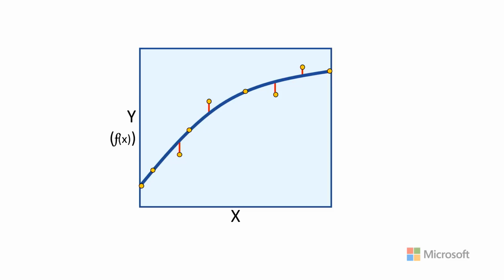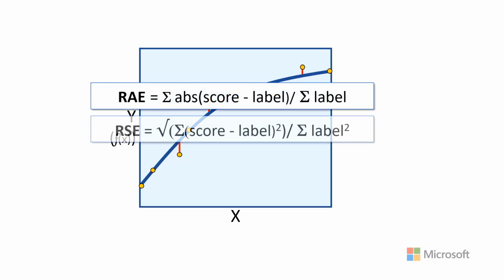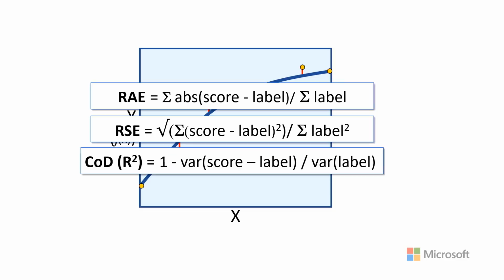So you might want to evaluate the model using relative metrics that indicate a more general level of error as a relative value between 0 and 1. Relative absolute error and relative squared error produce a metric where the closer to 0 the error, the better the model. And the coefficient of determination, which we sometimes call r squared, is another relative metric, but this time a value closer to 1 indicates a good fit for the model.